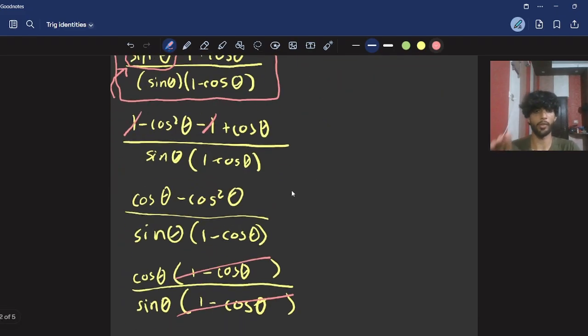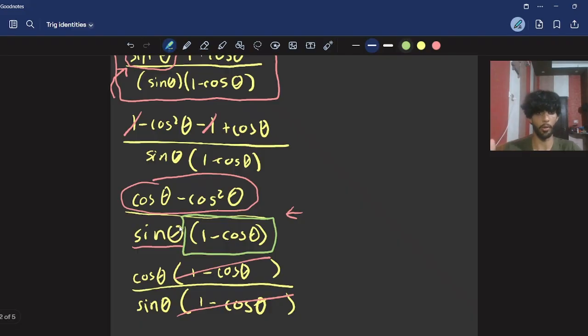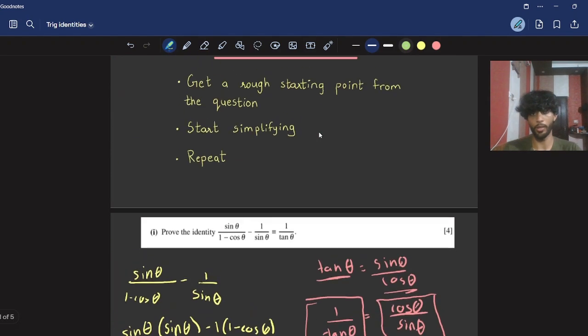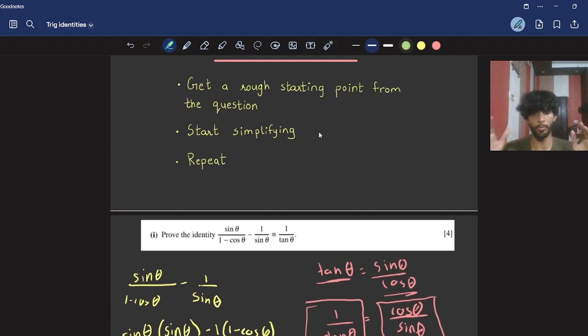Now, see, the question was sort of hinting to you what you have to do, because if you come back to this step right over here, then they already give you a sine theta in the denominator, and you already have cosines in the numerator. So what you have to do is think about how can I get rid of this thing. And if you want to get rid of this thing, then one thing you can do is cancel it out. But you need the same thing in the numerator as well. So I just tried to produce that same thing in the numerator. So again, what are the 3 steps? Got a rough starting point from the question, started to simplify, and then if I got stuck, I just repeated the process again. As simple as that.